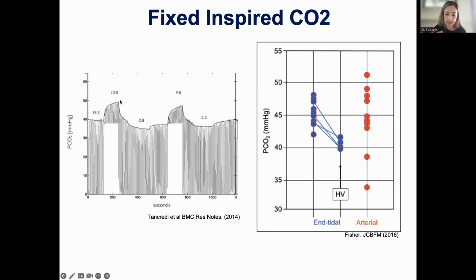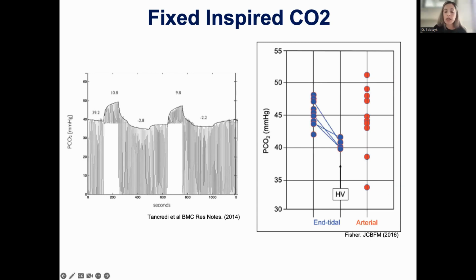hit a steady state. Also keep in mind that what's delivered and being measured at the mouth isn't always what's occurring in the blood. So it can vary both between subjects and within the same subject over time, as you see from this plot here, which shows the end-tidal CO2 values and arterial values are completely different.